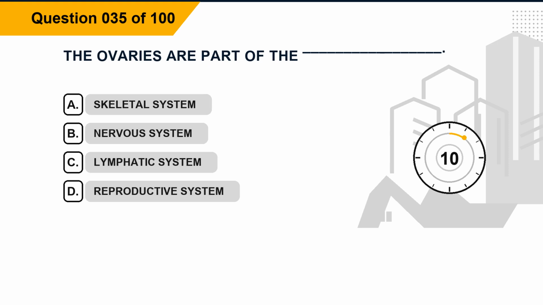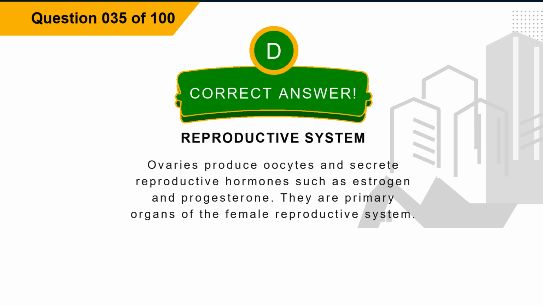Question 35. The ovaries are part of the blank. Option A, skeletal system. Option B, nervous system. Option C, lymphatic system. Option D, reproductive system. The correct answer is option D, reproductive system. Explanation. Ovaries produce oocytes and secrete reproductive hormones such as estrogen and progesterone. They are primary organs of the female reproductive system.